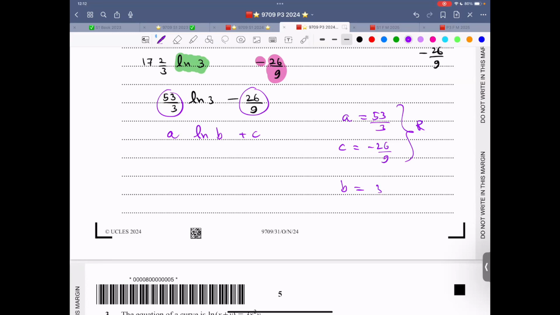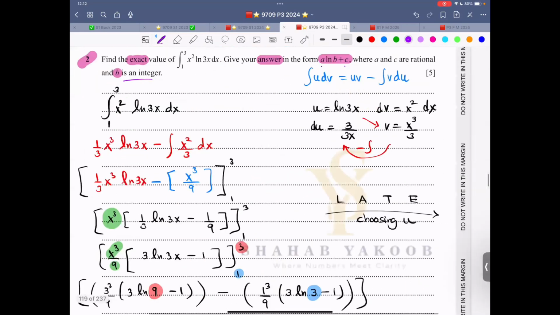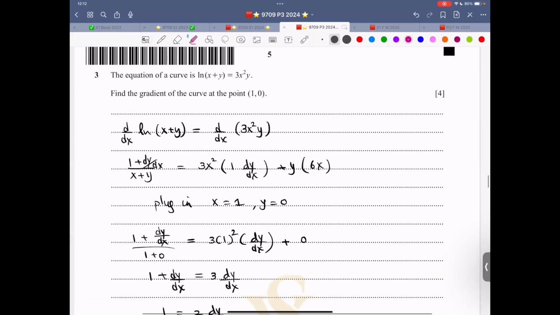These two are rational numbers because they are a fraction of two integers. That is what rational is. And 3 is an integer. So make sure you convey every necessary detail to the examiner. Now, question 2 is done. Let's move to question number 3.